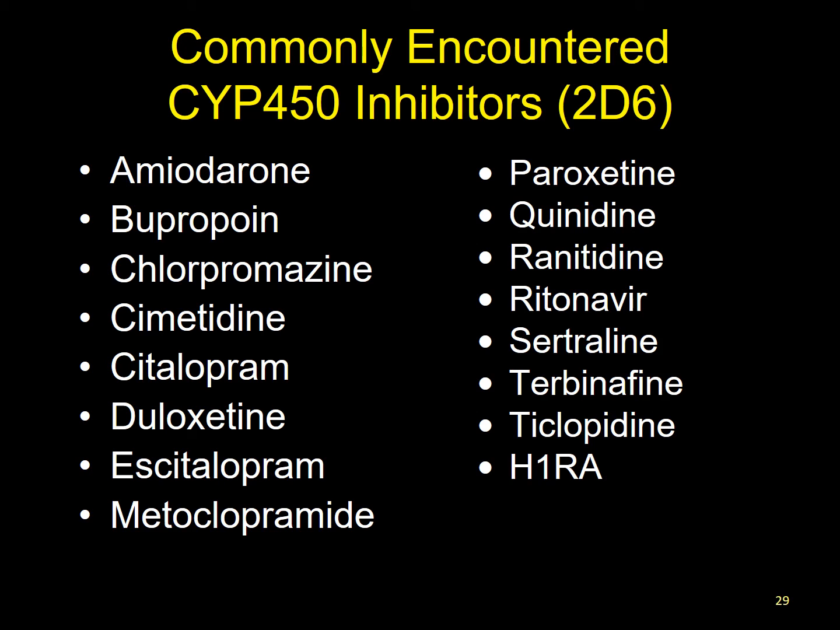Like I said, I'm not asking you to memorize drugs. I'm asking you to understand the concept. So I won't ask you to list 5 drugs that are inhibitors of the cytochrome P450 2D6 isoenzyme, but what I may ask you is to tell me what happens if you give an inhibitor of 2D6 to a patient who is on a substrate of 2D6.